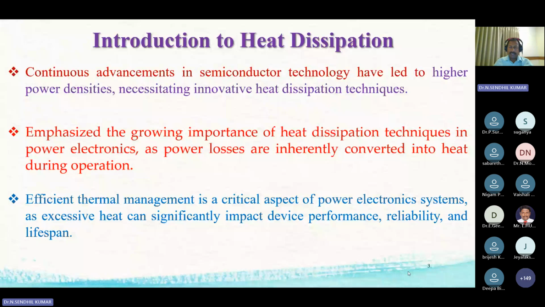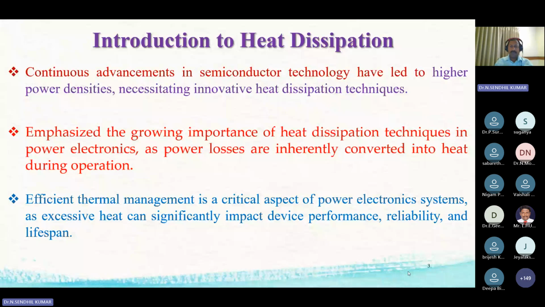Nowadays, in semiconductor technology, a lot of advanced technologies are coming. In this technology, more high power density components are involved. High power density means more heat dissipation, so we need to eliminate that heat. Otherwise, the power losses will be converted into heat during operation. What will happen if we do not remove that heat? It will deteriorate the function of the devices, and malfunction will take place, because each and every equipment has some operating temperature. If the equipment goes beyond this operating temperature, then it will be a problem for us.